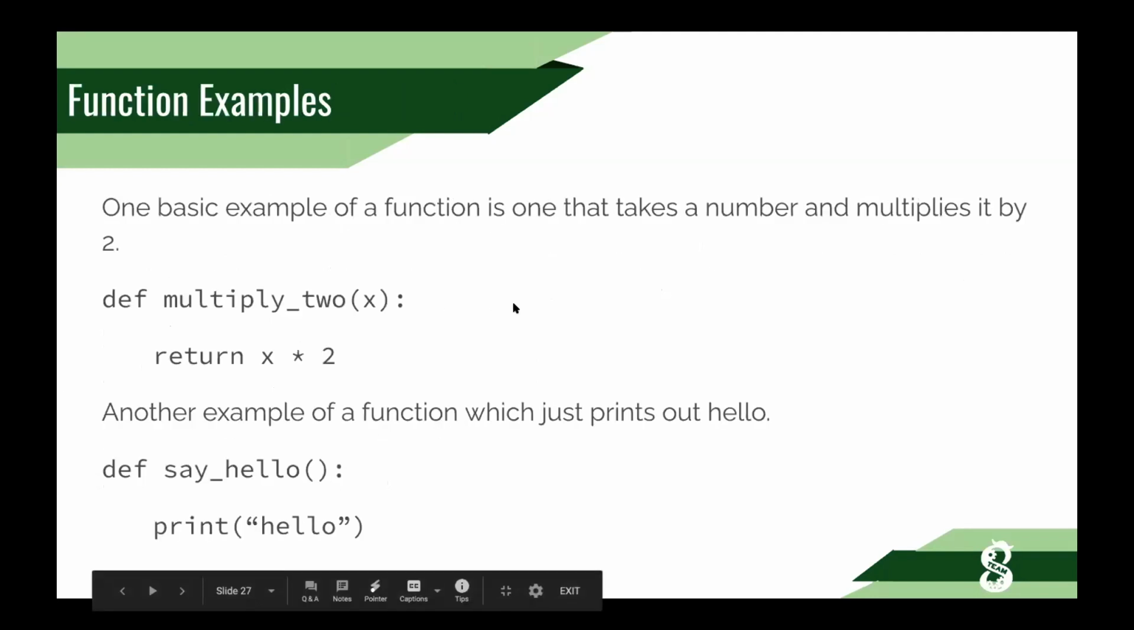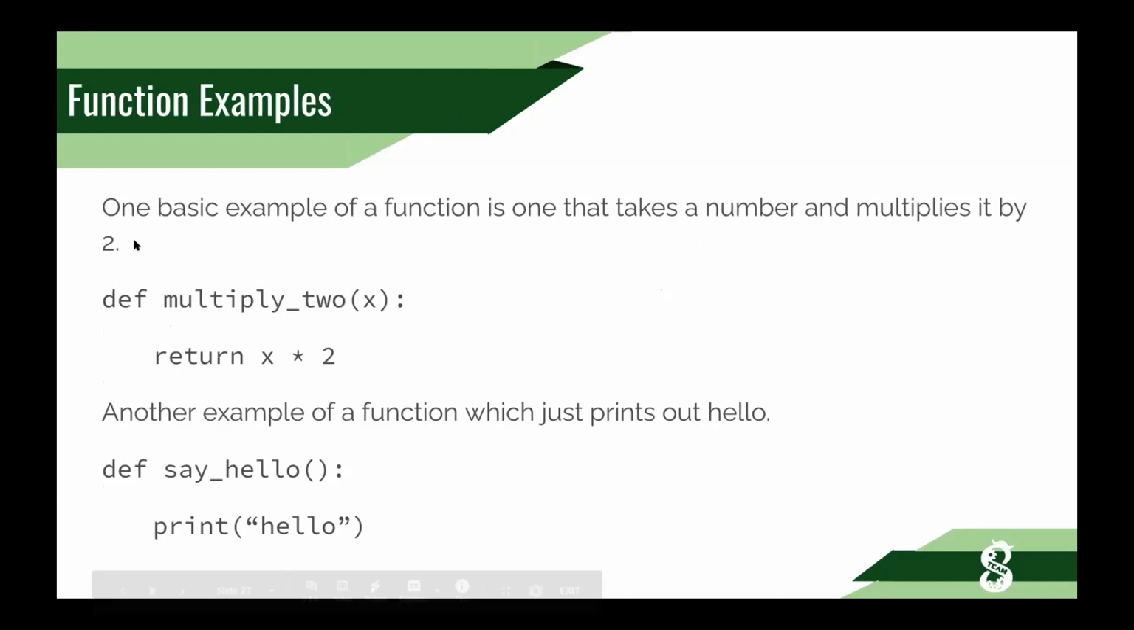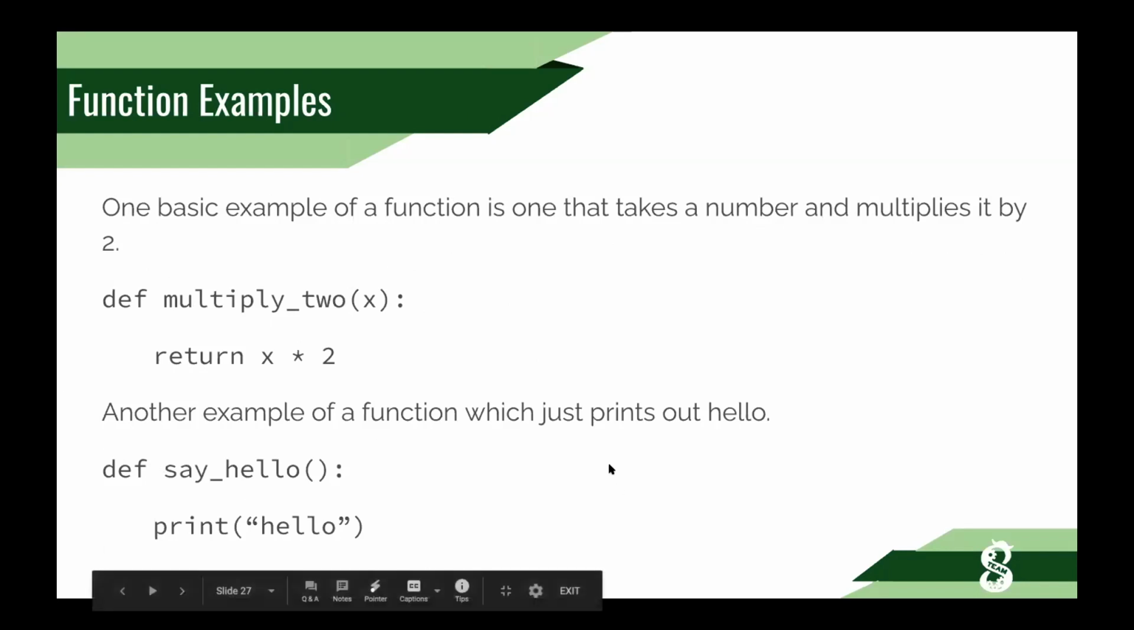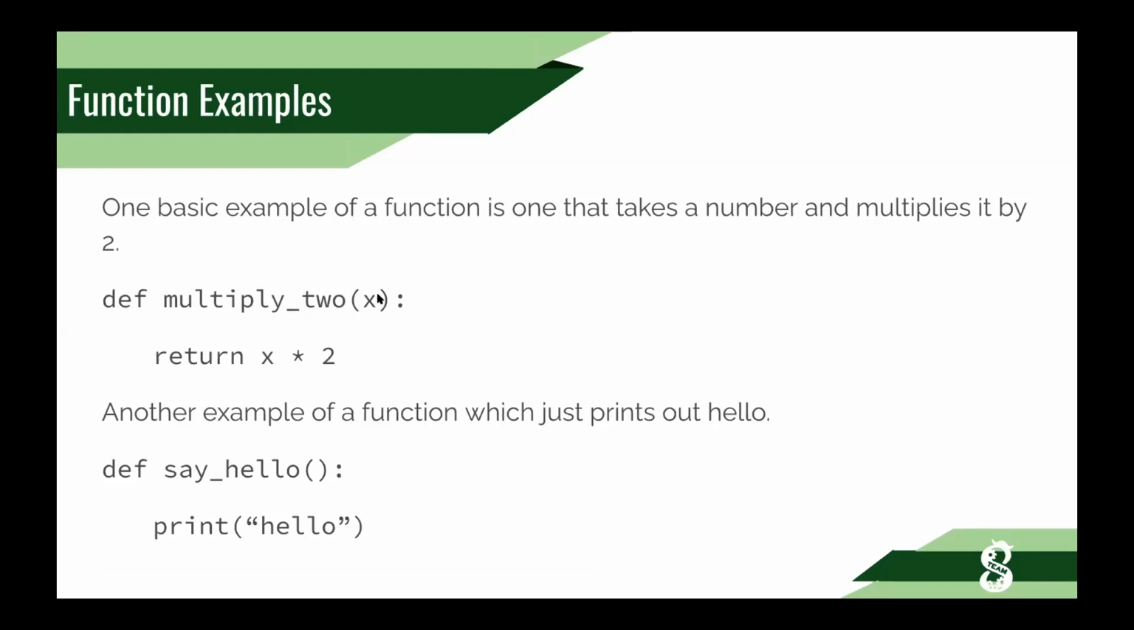So some examples of functions. One basic example of a function is one that takes a number and multiplies it by 2. Here we have multiply 2. So first we define it using def multiply 2. We take in the input x, then we have the colon. With the indent, we write return x times 2. So multiply 2 with input as 3 will give us 6. With input as 0 will give us 0.